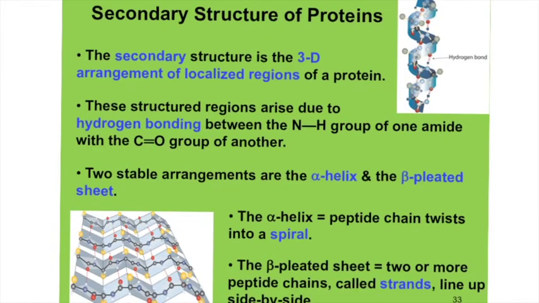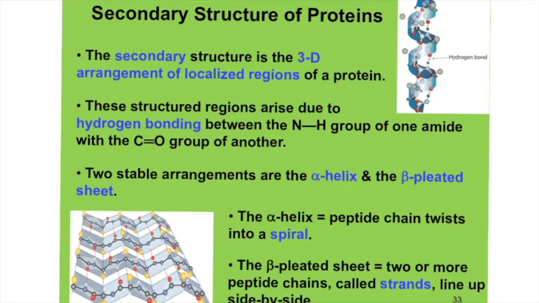Okay, so we're going to talk a little bit more in detail about the secondary structure of proteins. Your secondary structure is the 3D arrangement of the localized regions of the protein, and these structured regions arise due to hydrogen bonding between the H on the nitrogen of the amide with the C double bonded O, with a lone pair of electrons on the oxygen from the carbonyl group of another. And so we get two stable arrangements.